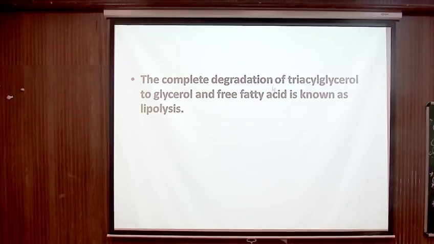And so the complete degradation of triacylglycerol to glycerol and free fatty acid is known as lipolysis. Before we get the fatty acid as such, it has to be mobilized from the adipose tissue. In the adipose tissue, it is in the form of triacylglycerol, which under the influence of hormone sensitive lipase, which is in turn dependent on certain hormones, will be degraded into glycerol and free fatty acids. This free fatty acid will undergo beta oxidation or any other kind of oxidation.